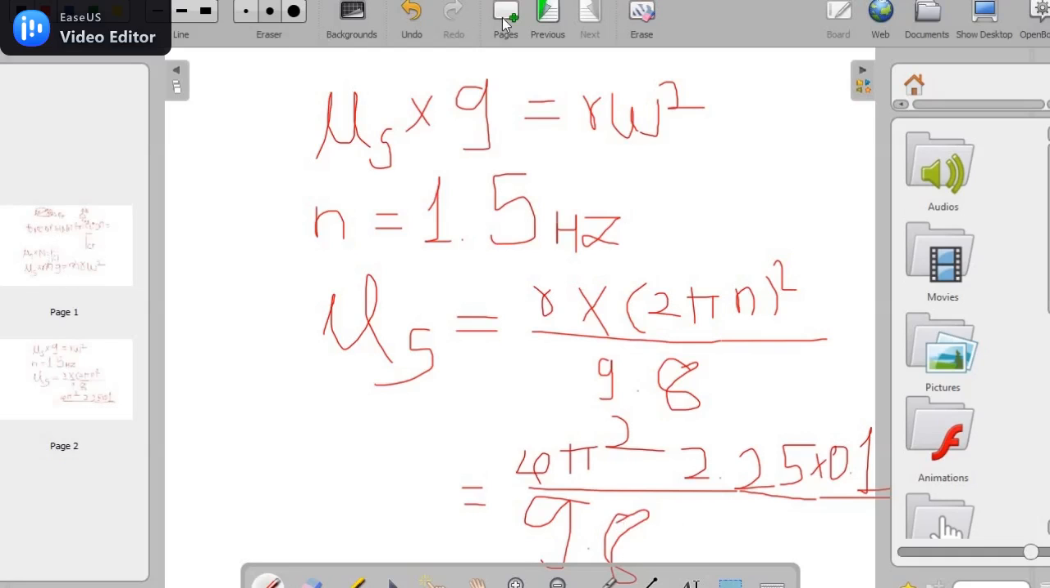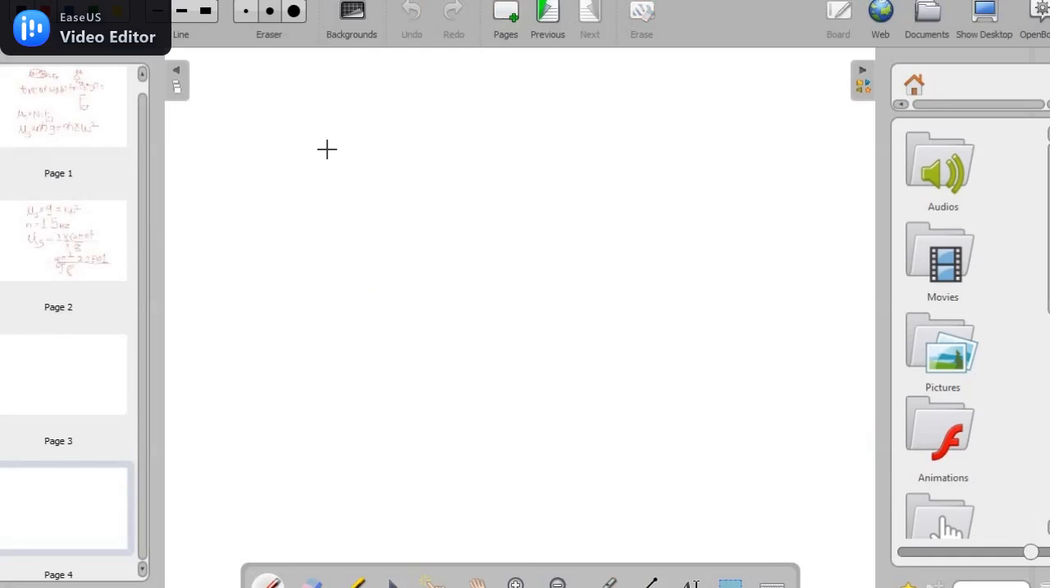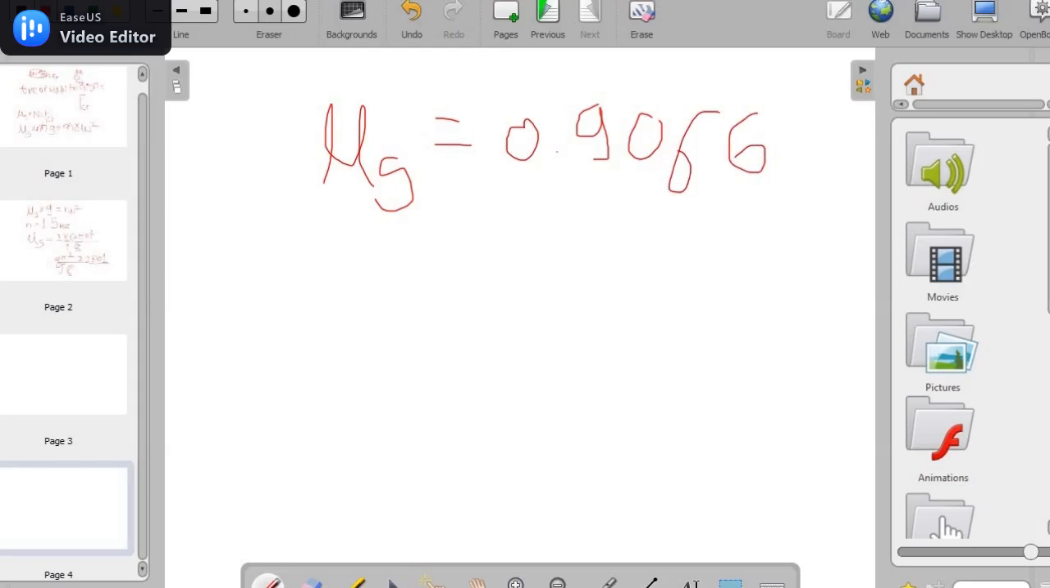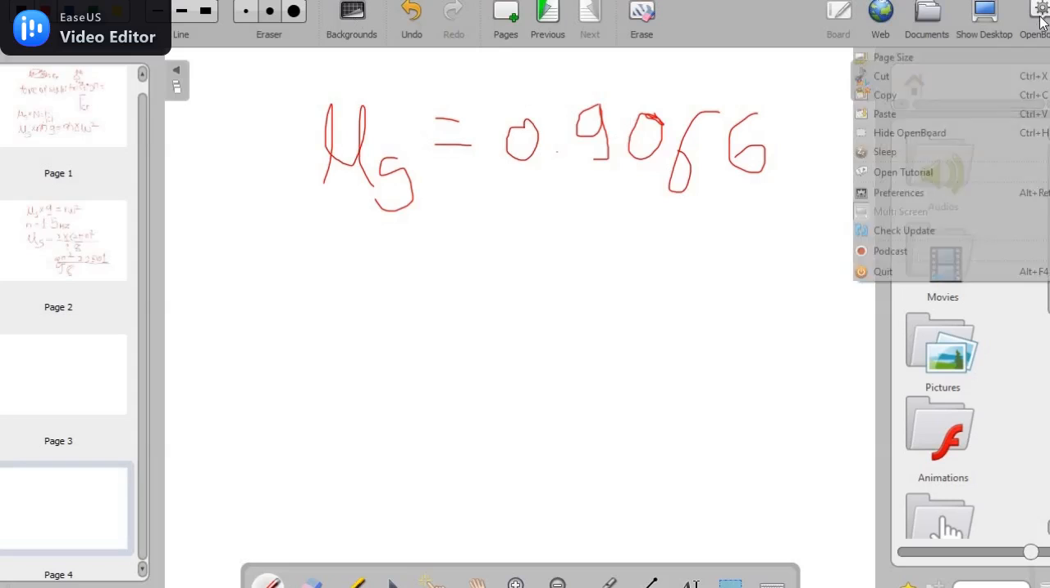So I will take a new page because my space is completely consumed. Mu s is equals to, our final answer is mu s is equals to 0.9066. So you can calculate on your calculator. I just provided the final answer because you can cross check by doing this. So this was our fourth example.